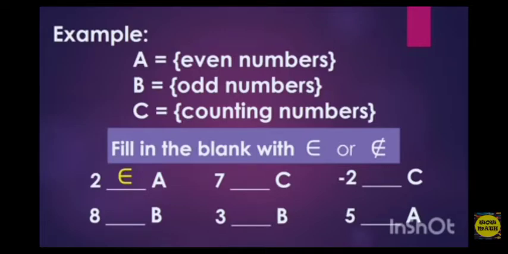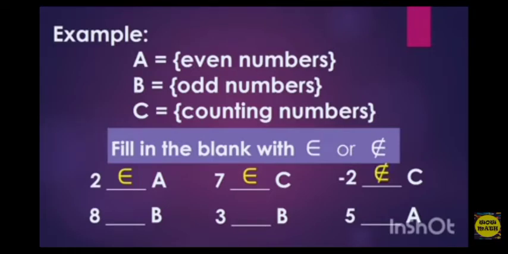Is 7 an element of C? Is 7 a counting number? Yes. The third one, is negative 2 an element of C? So it is not a counting number. So it is not an element of C because it is not a counting number. Because counting numbers start at 1 and should never be less than 1.